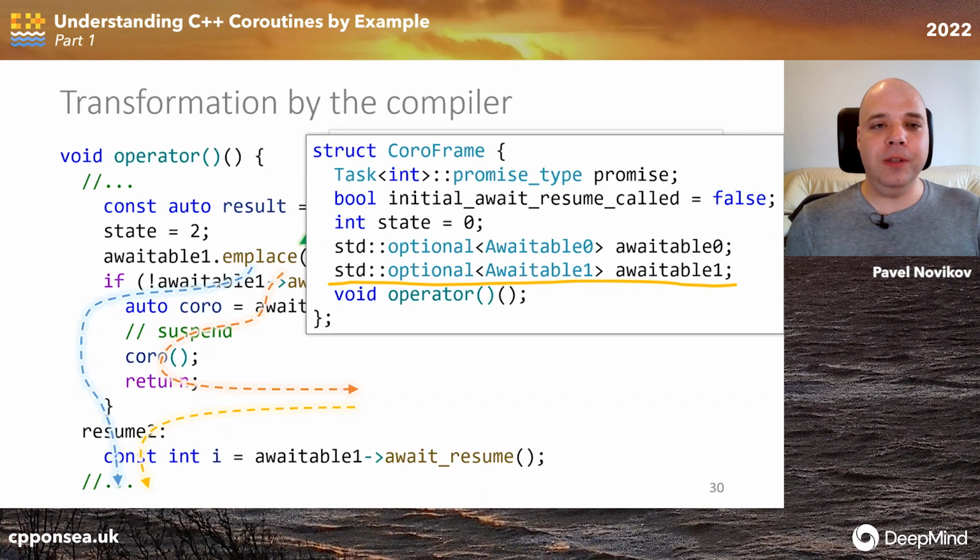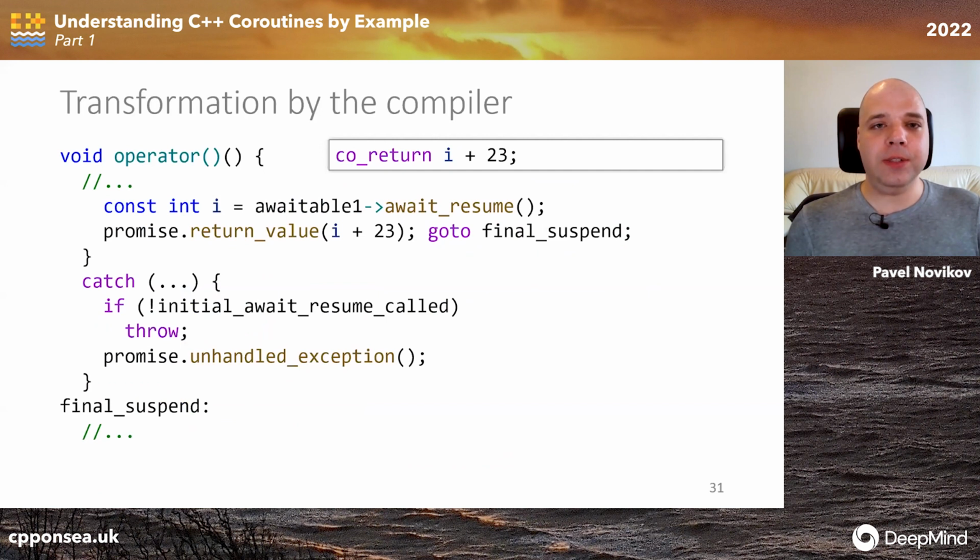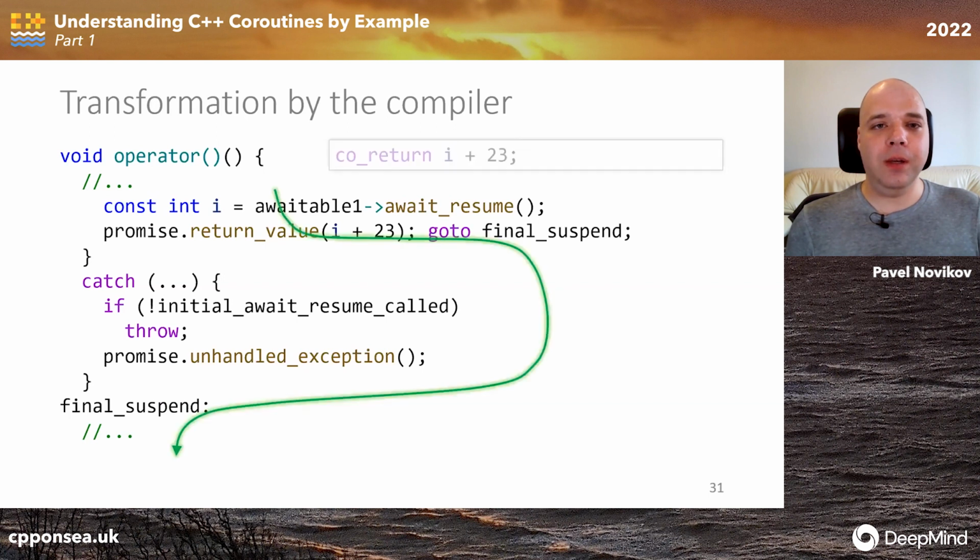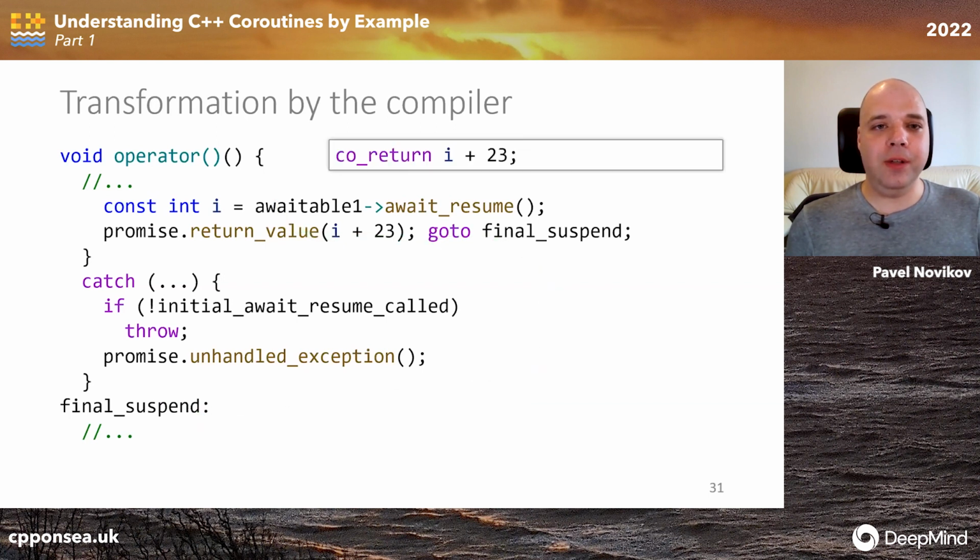Again, since we want the awaitable to live between suspension and resumption, we put it in the coroutine frame like this. The next and the last line in our body is co-return with some expression. So this is transformed into a construction like this. We have basically the awaitable await resume line from the previous slide, and the co-return statement is transformed into a promise return value call and a go to the final suspend label.